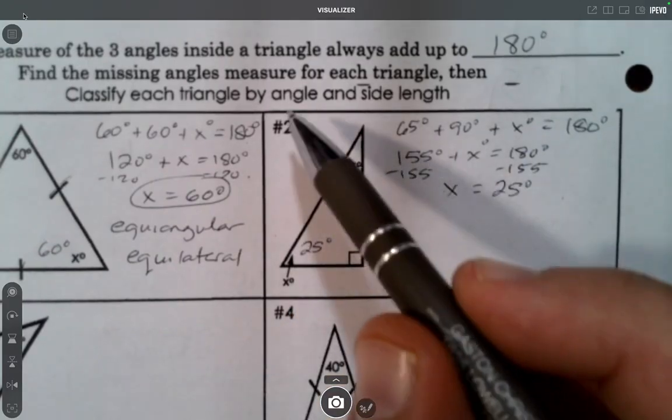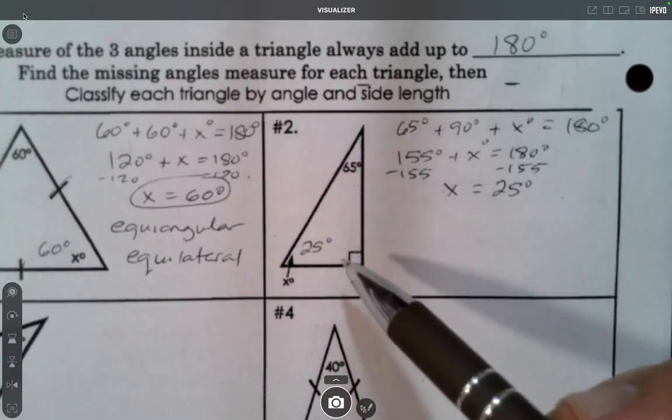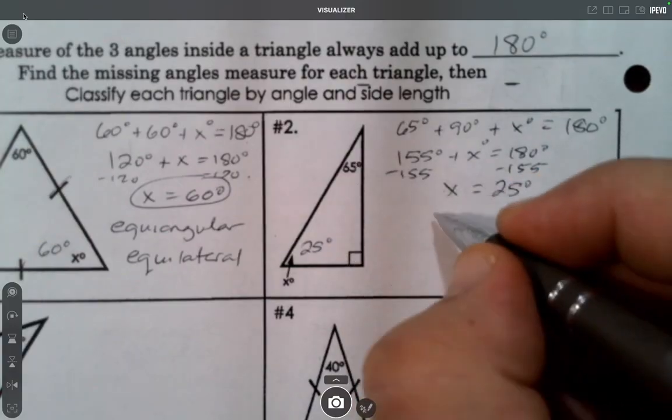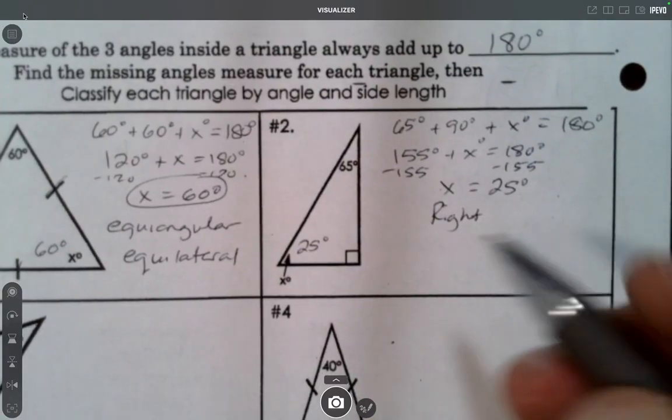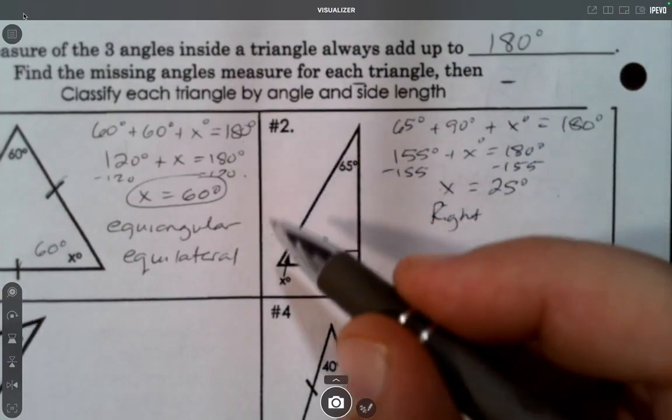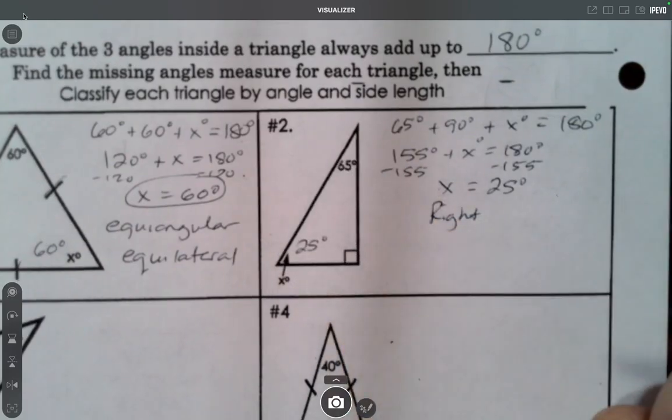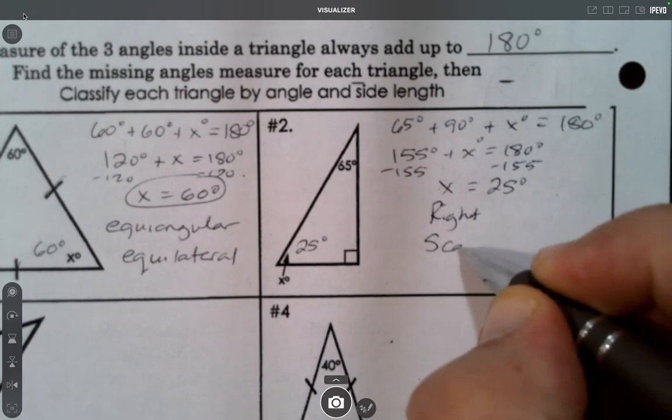So first, let's think about its angles. Well, we have a right angle, so it is a right triangle. However, there are no tick marks here. There's nothing telling us any sides are equal. And when no sides are congruent to each other, we call it scalene.